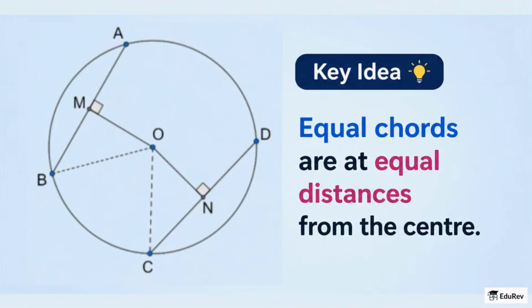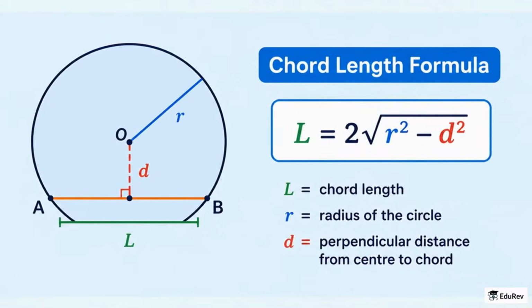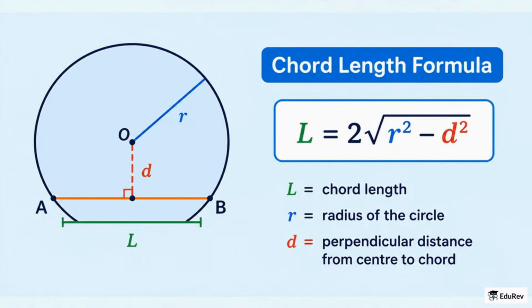The distance from the center to a chord means the perpendicular distance, and equal chords are at equal distances from the center. If 2 chords are at the same distance from the center, they have equal length. And if one chord is longer than another, it sits closer to the center. A useful formula ties chord length to distance. Chord length equals 2 times square root of r squared minus d squared, where r is radius and d is the perpendicular distance to the chord.